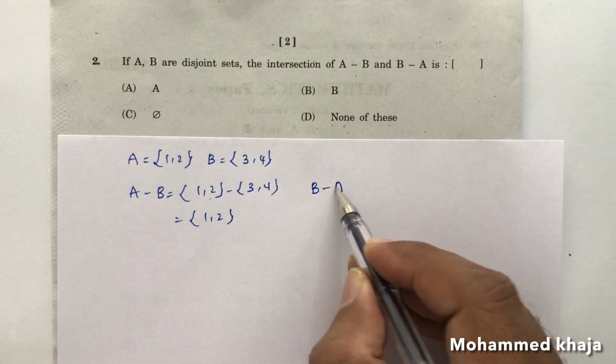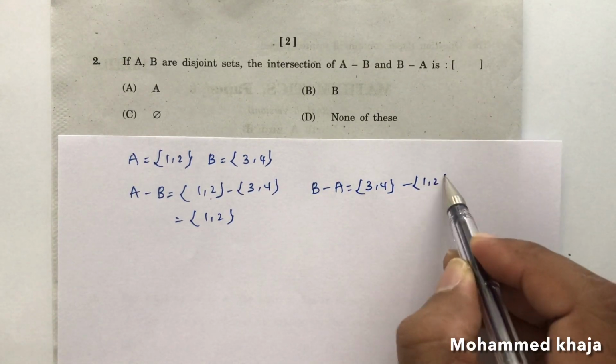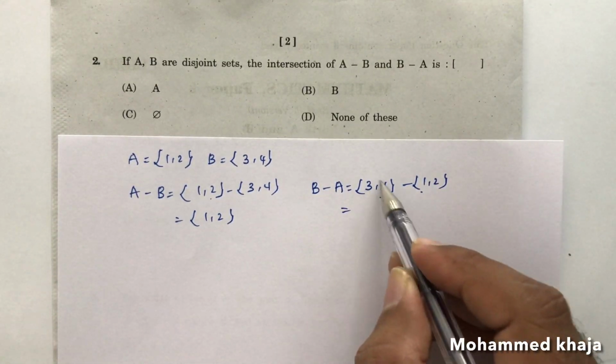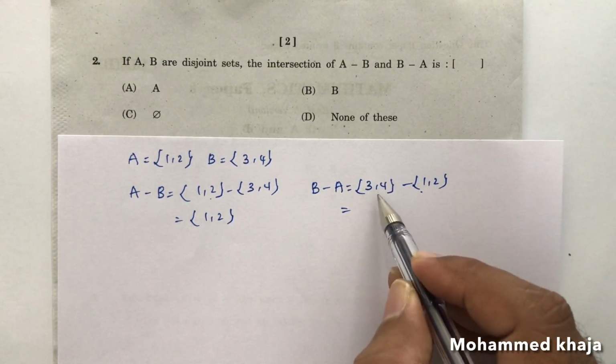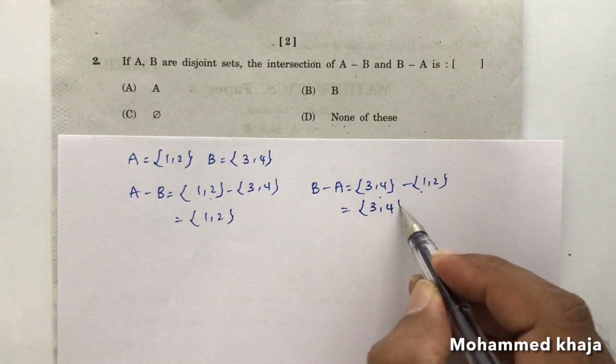Now if I calculate B minus A, B is 3, 4 and A is 1, 2. Here also nothing will get cancelled. Whatever is left on the left side we'll write after cancellation, but nothing is getting cancelled. So 3, 4 is the answer.